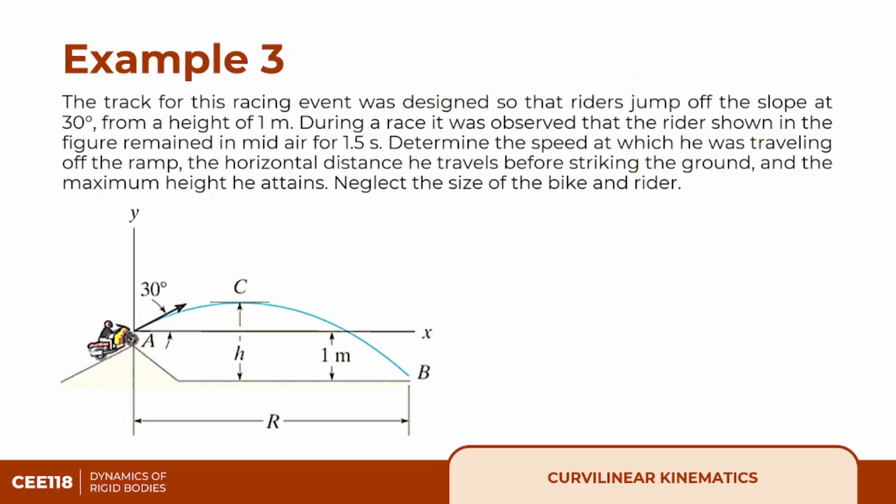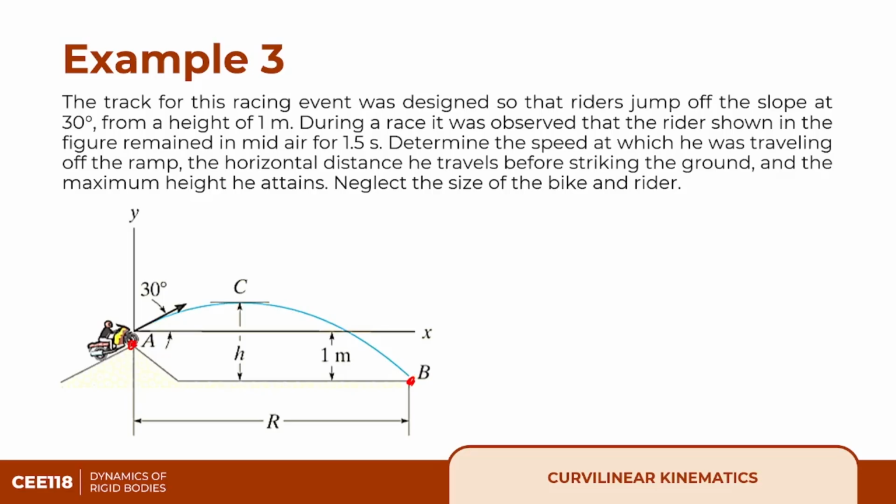So problem number 3. The track of this racing event was designed so that the riders jump off the slope at 30 degrees from a height of 1 meter. Now, during a race, it was observed that the rider shown in the figure remained in mid-air for 1.5 seconds. What does mid-air mean? That is basically the total time it takes for this rider from point A to point B. That is the total time consumed following this path or projectile. Now, determine the speed at which he was traveling.